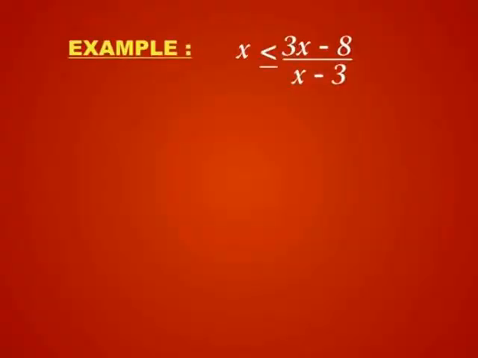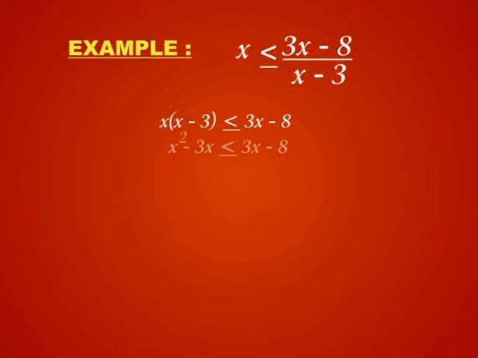Now, all of these rules will sound a little bit foreign to you if you haven't come across this section before. Not to worry, as we progress through the next example, you will see what I mean by all of that. Example: x is less than or equal to (3x minus 8) over (x minus 3). Solving it as a normal equation would yield x times (x minus 3) is less than or equal to 3x minus 8. All we've done there is multiplied out the denominator of x minus 3.